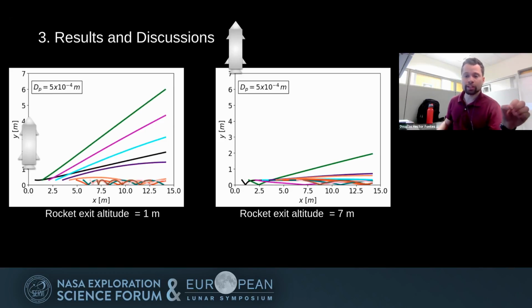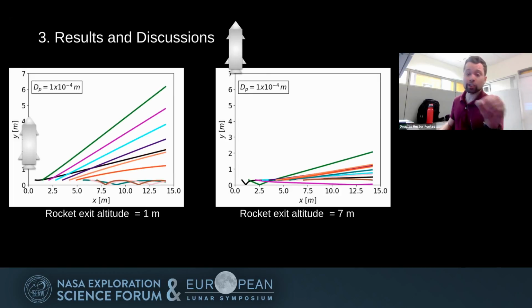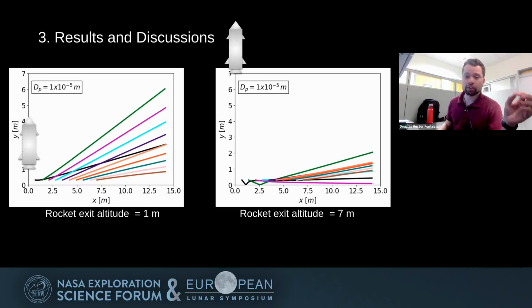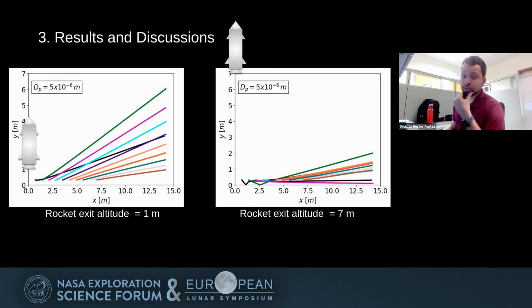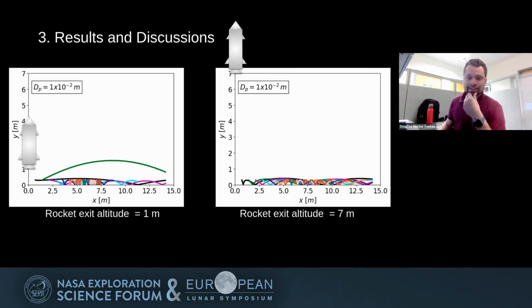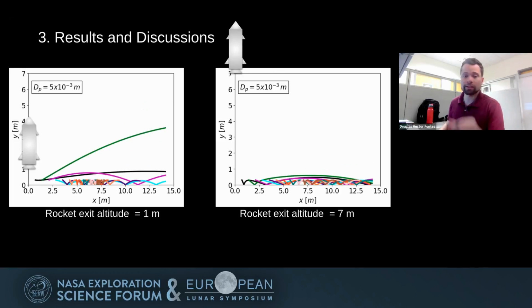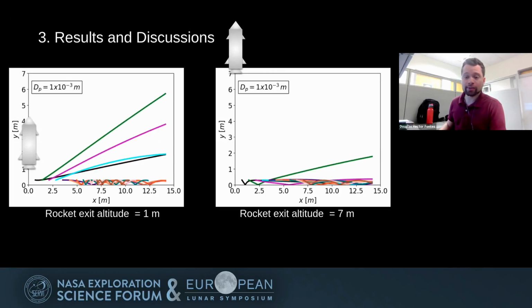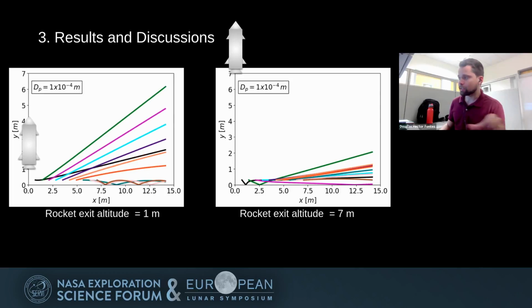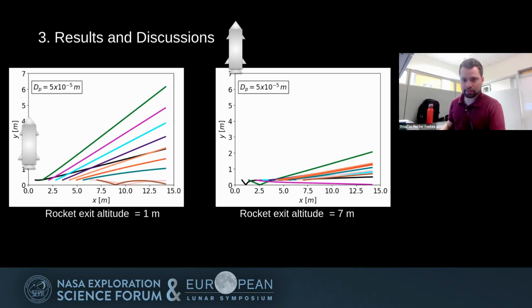Different colors represent particles initiated at different initial radial positions. Particle trajectories change in this animation for different particle diameters, from 1 micrometer to 1 centimeter. Particle trajectories present lower angles when the lander is at 7 meters in altitude compared to the angles when the lander is at 1 meter in altitude. Also, larger particles are more likely to bounce than smaller particles, even inside the numerical domain. Just a reminder, the numerical domain in this case is 20 meters radially.